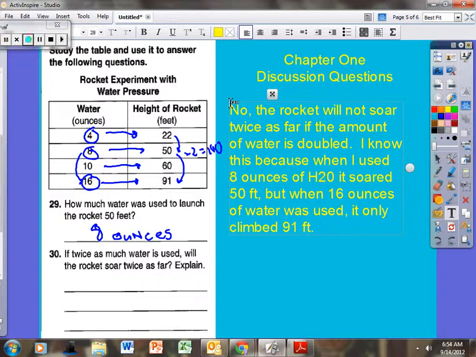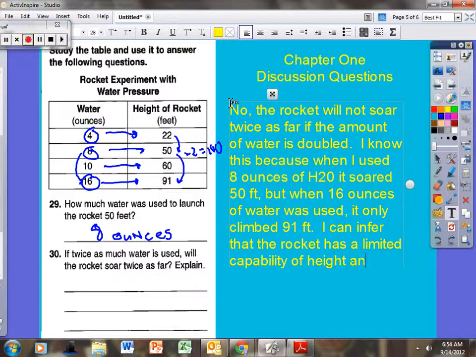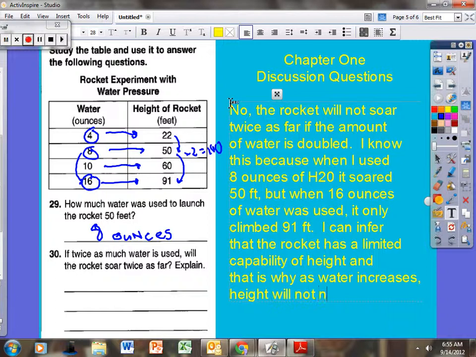I can infer now that the rocket has a limited capability of height, and that is why as water increases, height will not necessarily double as it did from 4 to 8 ounces.